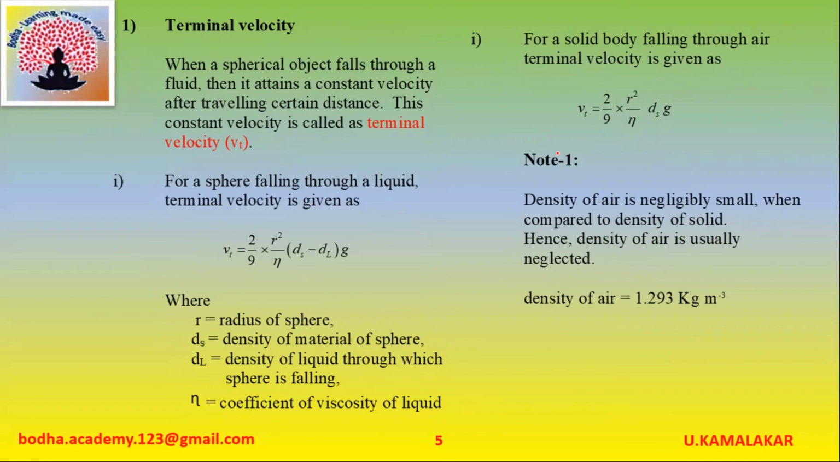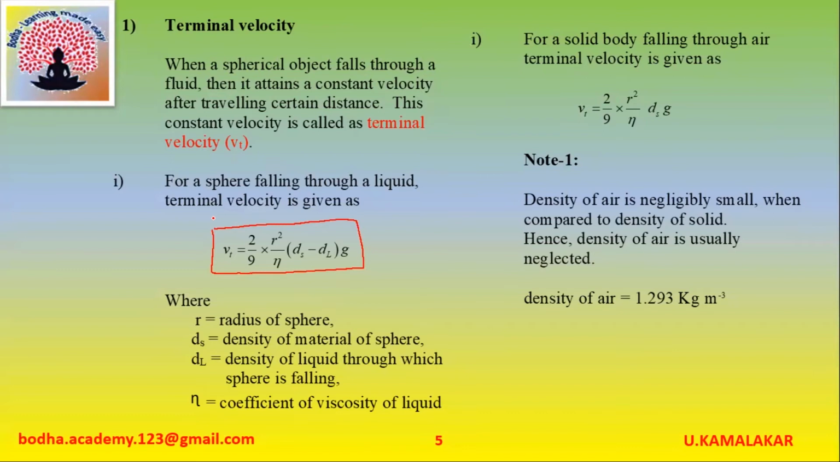Next topic, terminal velocity. When a spherical object falls through a fluid, then it attains a constant velocity after traveling certain distance. This constant velocity is called terminal velocity. For a sphere falling through a liquid, terminal velocity is given as Vt is equal to 2 by 9 into r square by eta into density of solid minus density of liquid into g, where r is radius of sphere, eta is coefficient of viscosity of liquid.